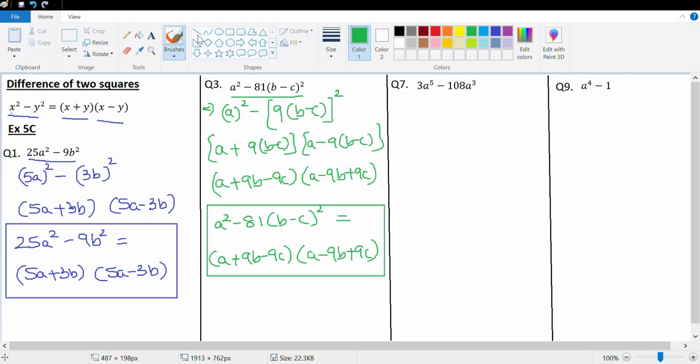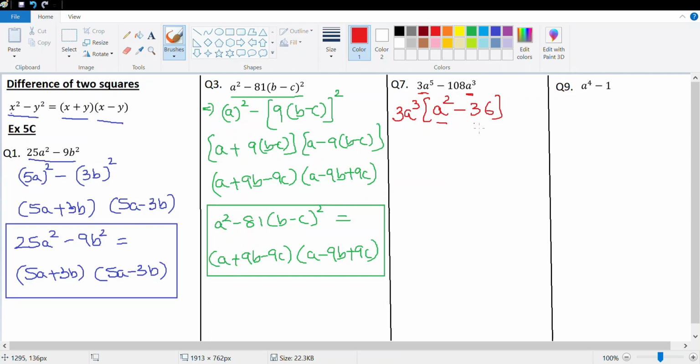We just need to keep our eyes open and figure out where we can find two squares. Here, I notice 3 is not a square and a to the power 5 is also not a square of anything. I notice a cube is common to both of them. In fact, 3 is also common. So let's take 3a cube common. What remains here is a square and what remains here is 36.